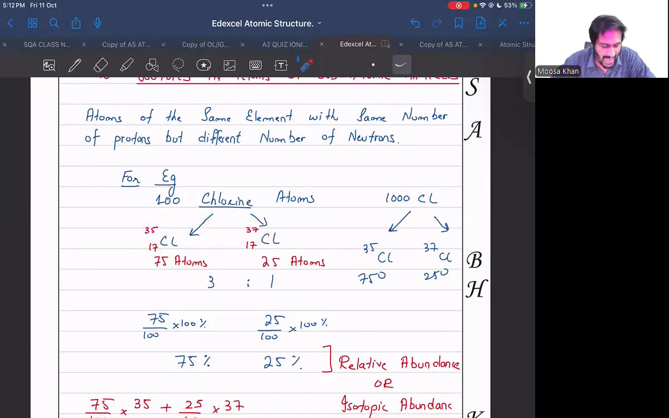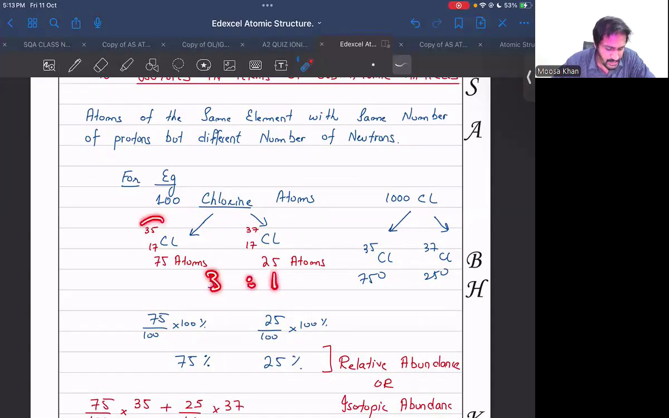It's simple. You have to see the percentage abundance or the relative abundance. Because if you just have a sample of 100 chlorine atoms, and you count from these 100 atoms how many atoms are there with the mass number 35 and how many atoms are there with the mass number 37. So for chlorine, throughout the world, in our Earth's atmosphere, wherever we have found chlorine, we have found only two isotopes, one with the mass number 35 and one with the mass number 37, and in a ratio of 3:1.